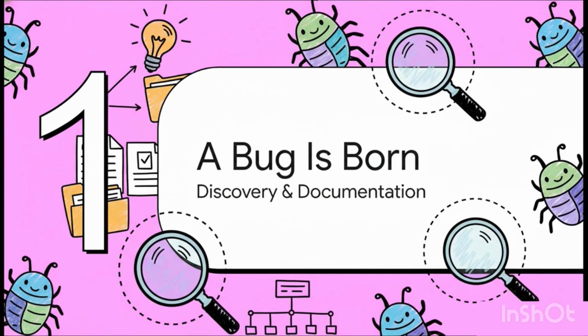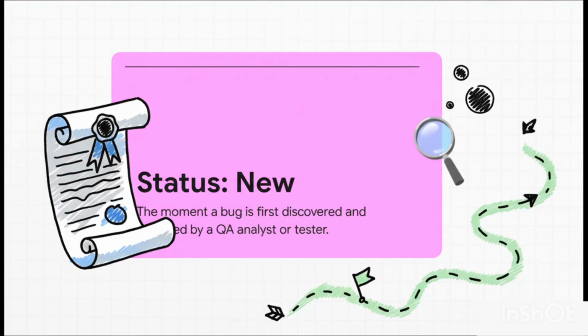This is where it goes from being just a random glitch to a documented entity, like an official case file in the system. And here it is, the official birth certificate. The second a tester finds and reports a bug, its status is set to new. From this moment on, it formally exists. It's no longer just some weird anomaly. It's a target. It has a name.